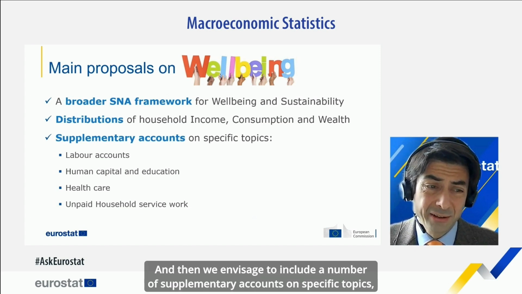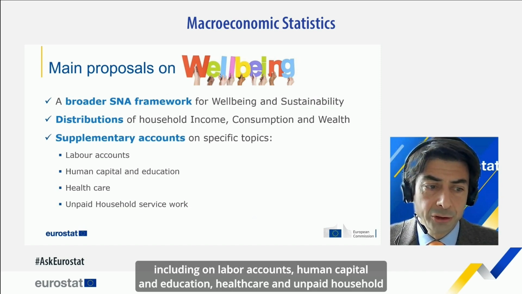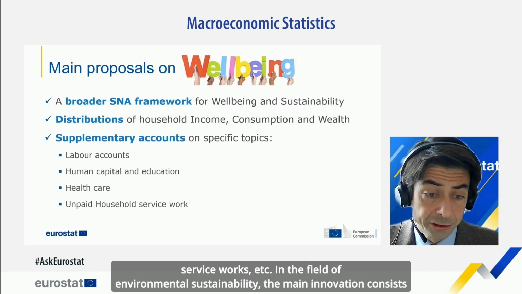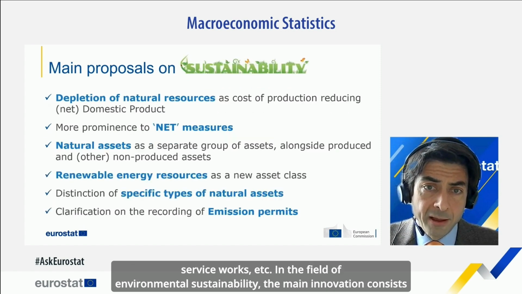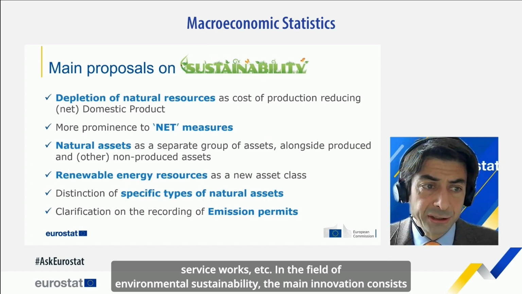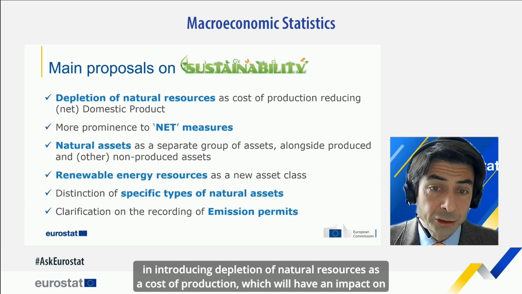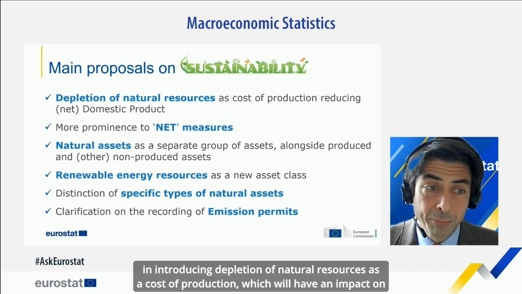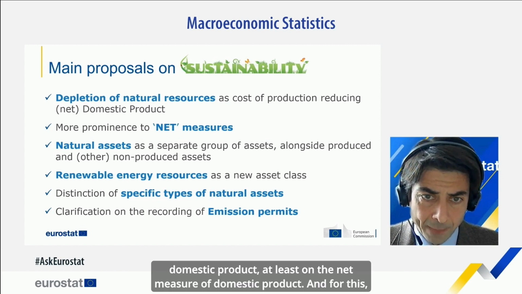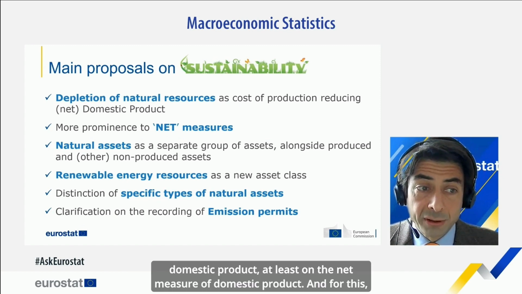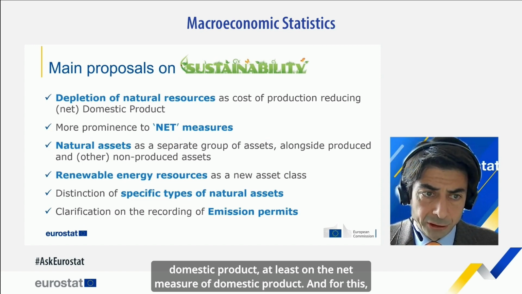And then we envisage to include a number of supplementary accounts on specific topics, including on labor accounts, human capital and education, healthcare, unpaid household service works, etc. In the field of environmental sustainability, the main innovation consists in introducing depletion of natural resources as a cost of production, which will have an impact on domestic product, at least on the net measure of domestic product.